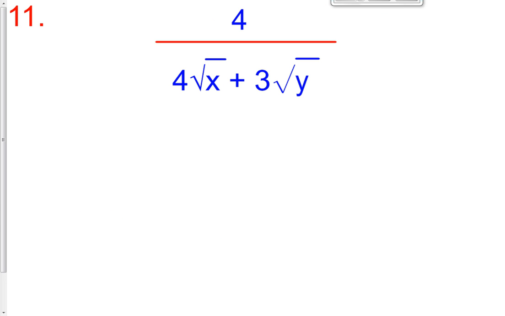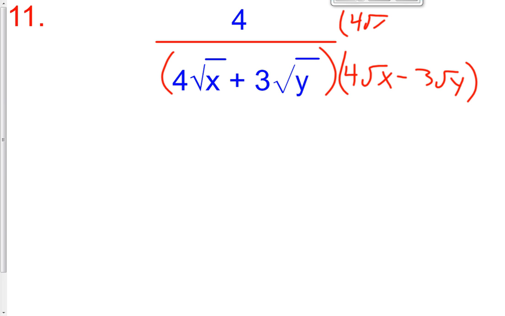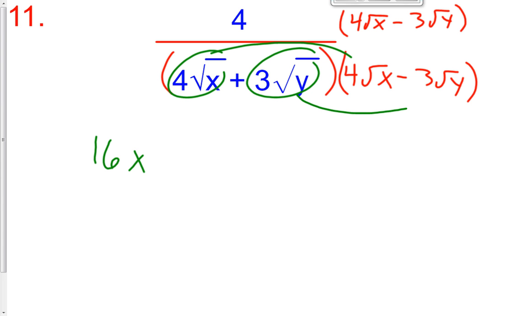Number 11, we're going to multiply by the conjugate. So we're going to multiply by 4 square root x minus 3 square root y. Do that to the bottom, do that to the top. 4 square root x minus 3 square root y. In the denominator, the first times the first. 4 times 4 is 16. Square root x times square root x is x. The last times the last, because the inside terms always cancel out. So 3 times a negative 3 is a negative 9. And square root y times square root y is y. So there's our denominator, successfully rationalized.